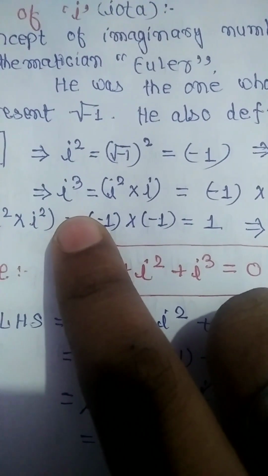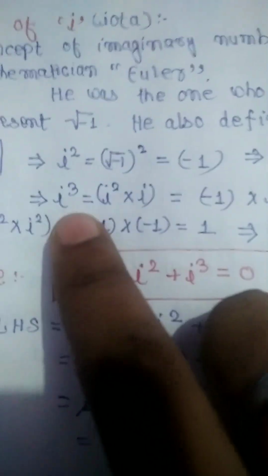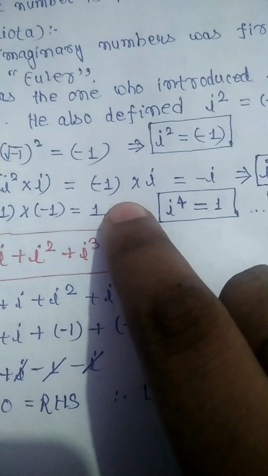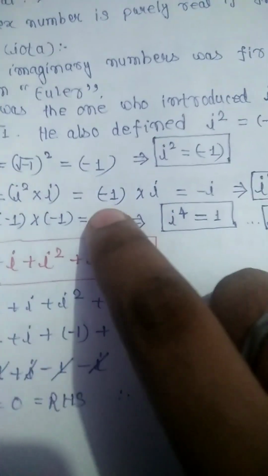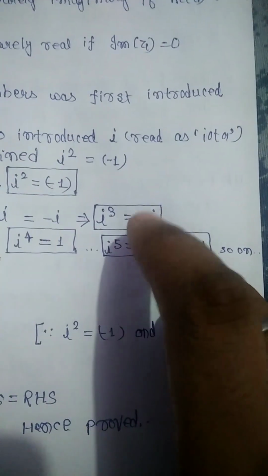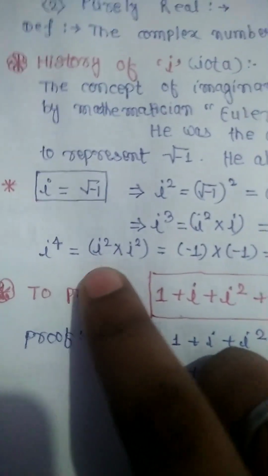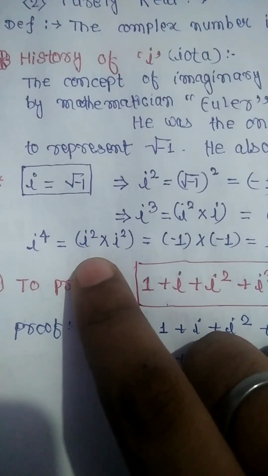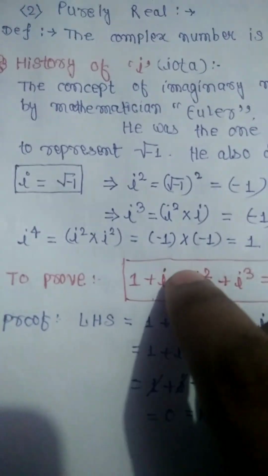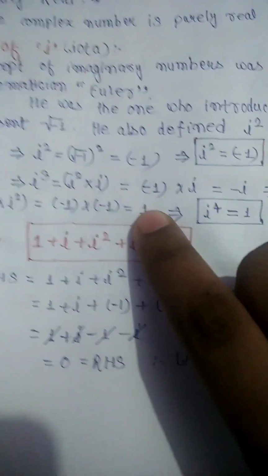Now further, we will calculate i cube. i cube can be written as i square into i. We know the value of i square is minus 1, and minus 1 into i is obviously minus i. So that is very important: the value of i cube is minus i. Next, i to the power 4. We can write i to the power 4 as i square into i square. That is minus 1 into minus 1, which is obviously going to be plus 1.